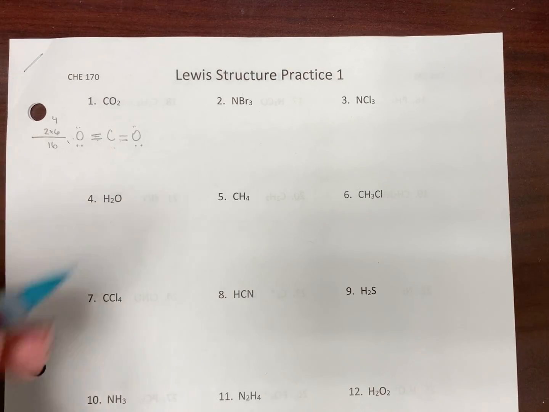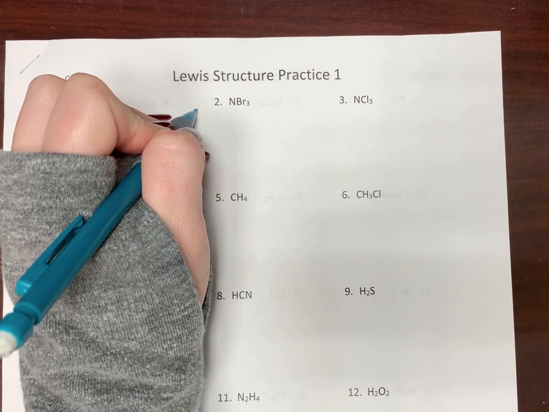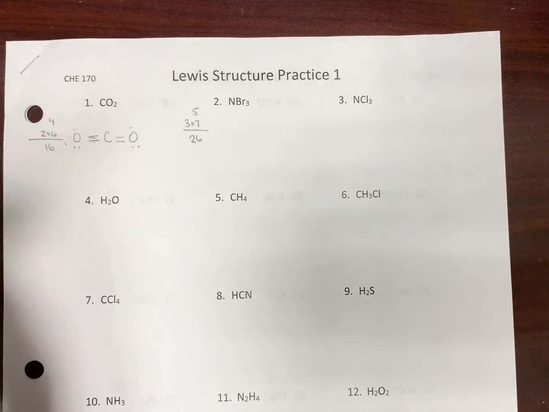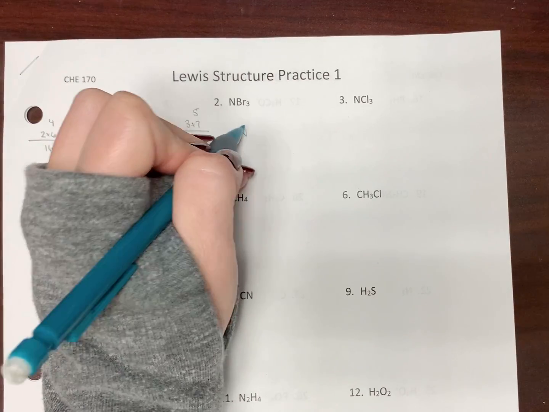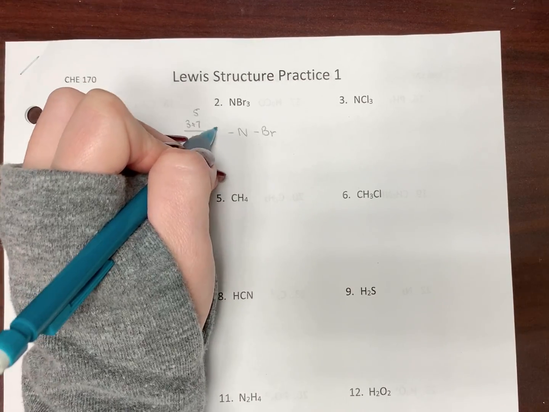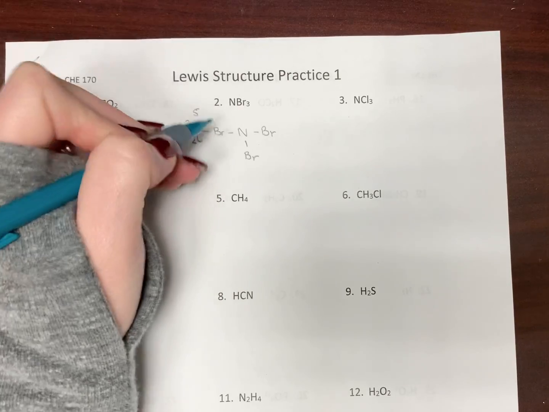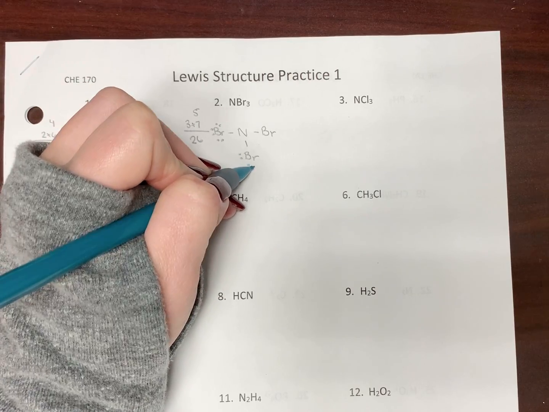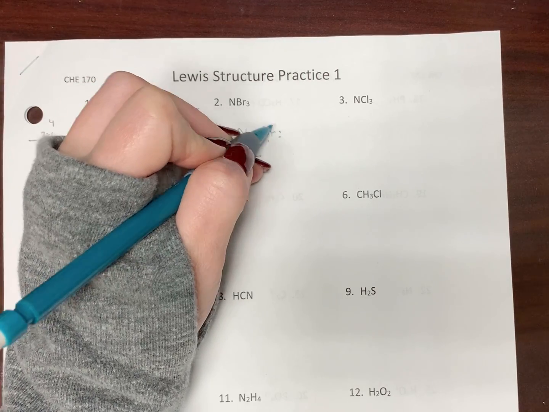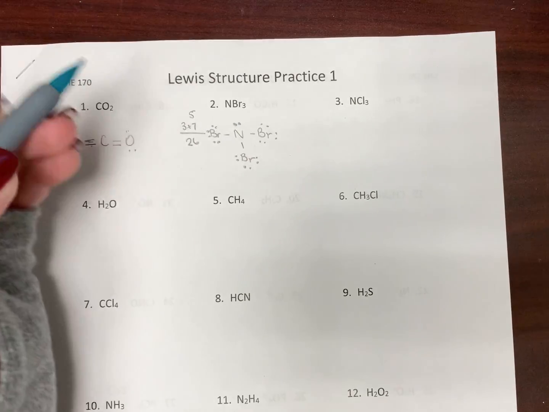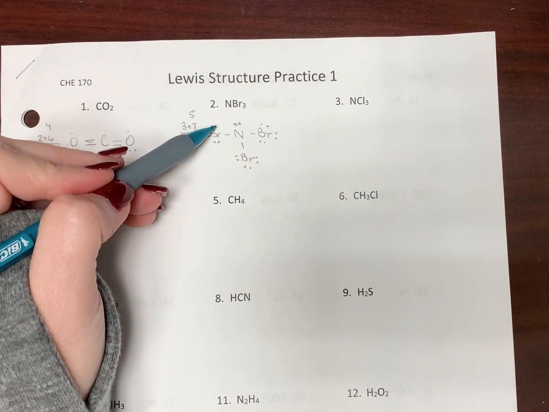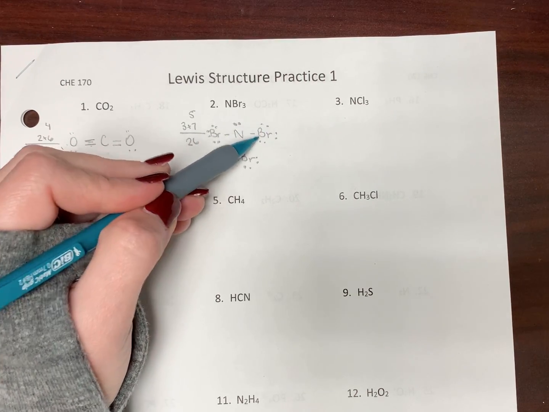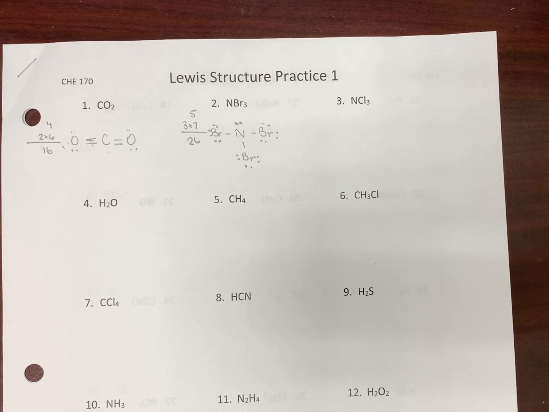Now, NBr3. N has 5, 3 times 7, so we got 26. Nitrogen, bromine, bromine, bromine. All right. 2, 4, 6, 8, 10, 12, 14, 16, 18, 20, 22, 24, 26. Good, we used them all.